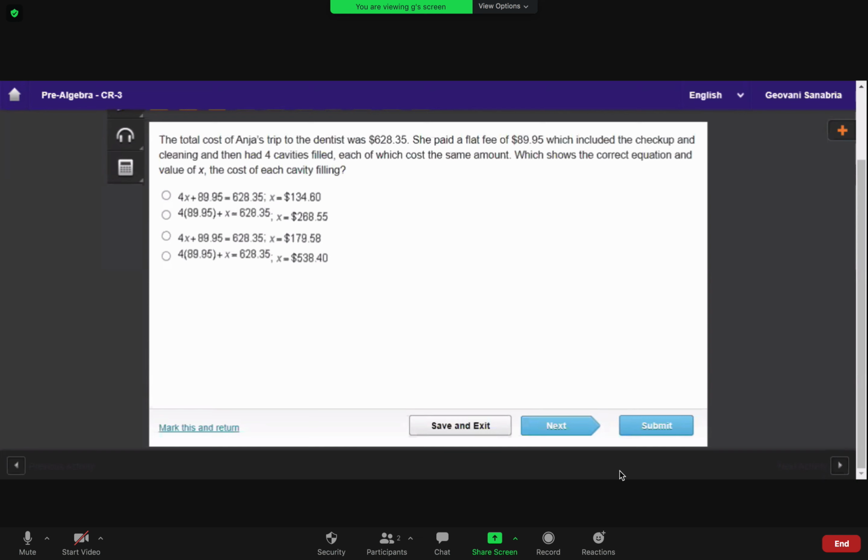That would be the same way as you put it last time, though, like the unknown, right? Correct. So in the equation, what they're solving for, what the unknown is, the cost of each cavity filling. All right, I'm going to read it one more time. The total cost of Anha's trip to the dentist was $628.35. That's the total.